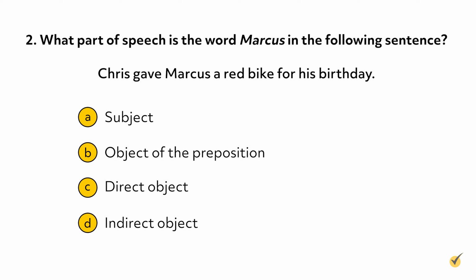Number 2. What part of speech is the word Marcus in the following sentence? Chris gave Marcus a red bike for his birthday. A. Subject. B. Object of the preposition. C. Direct object. Or D. Indirect object.